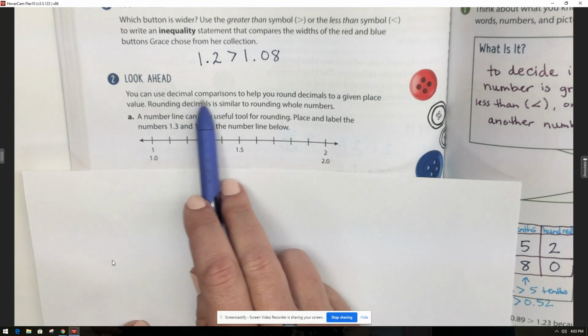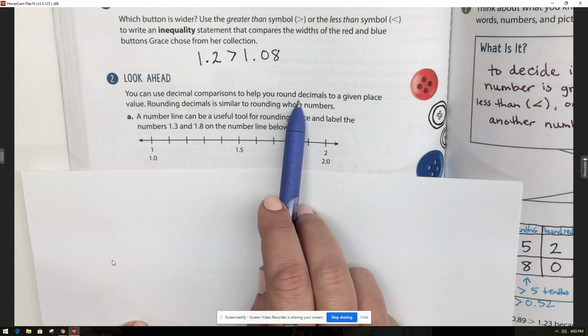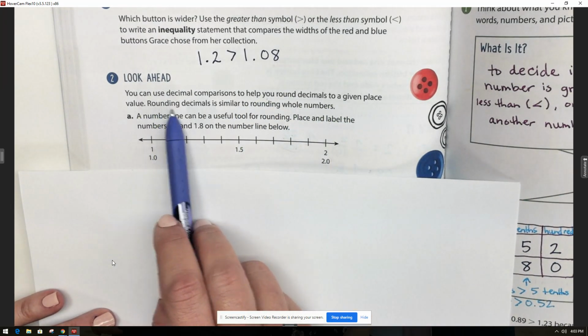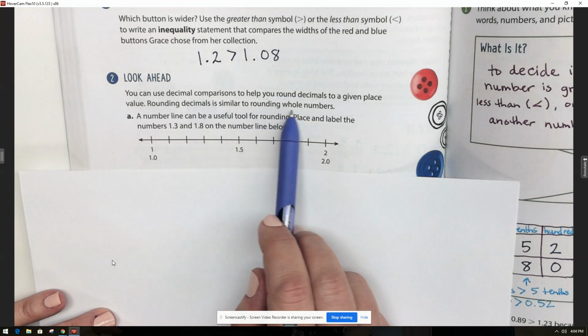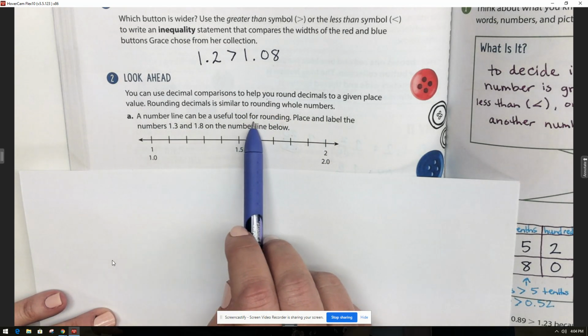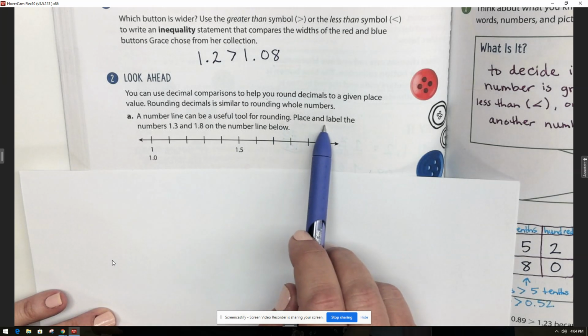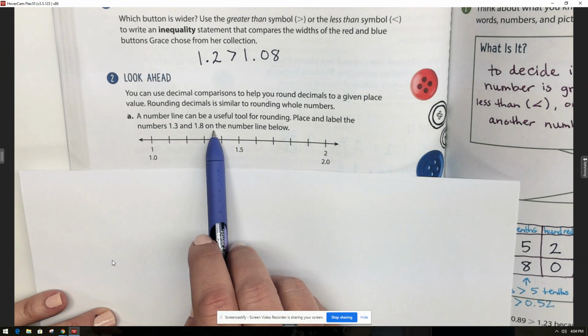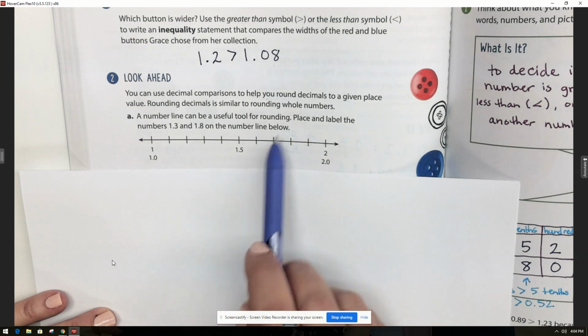You can use decimal comparisons to help you round decimals to a given place value. Rounding decimals is similar to rounding whole numbers. A number line can be a useful tool for rounding. Place and label the numbers 1 and 3/10 and 1 and 8/10 on the number line below.